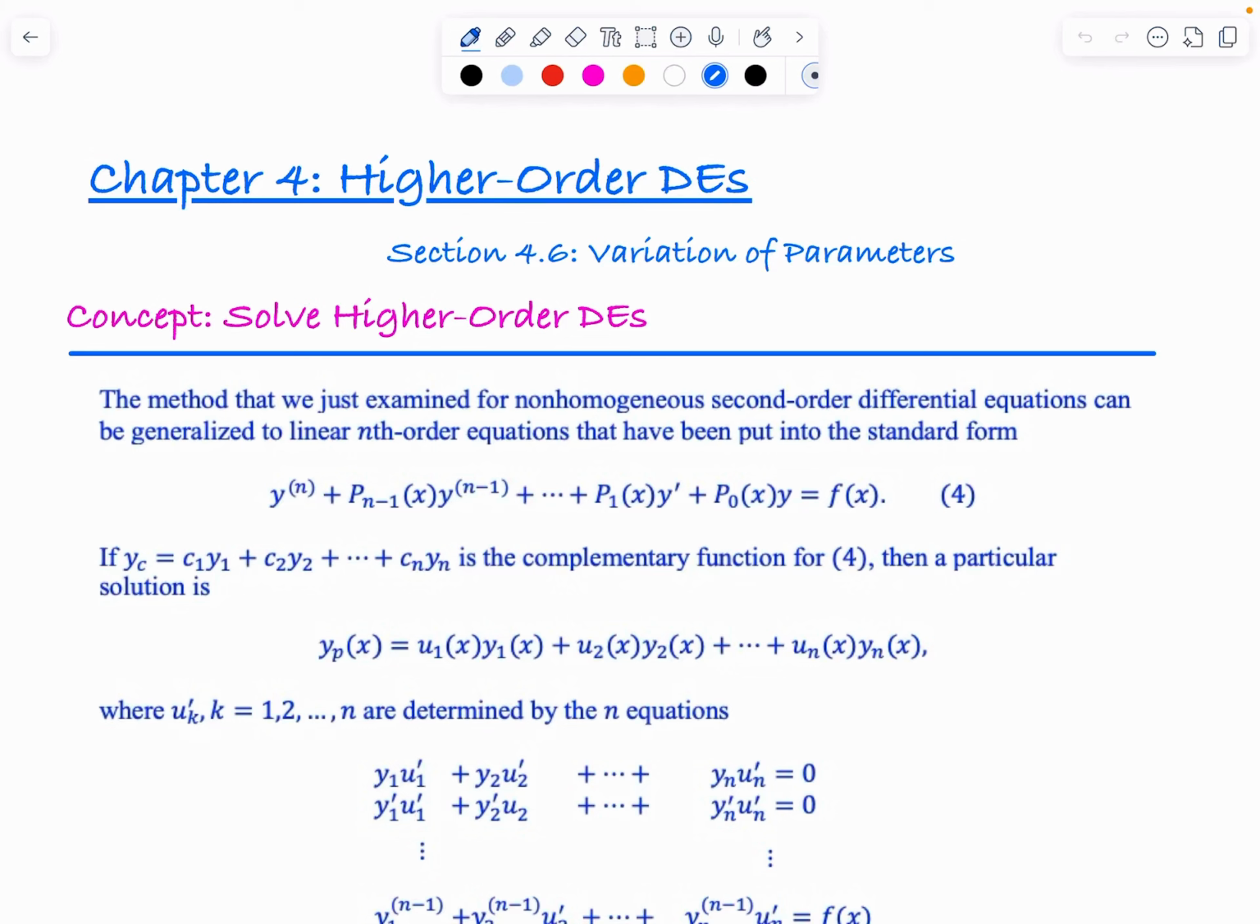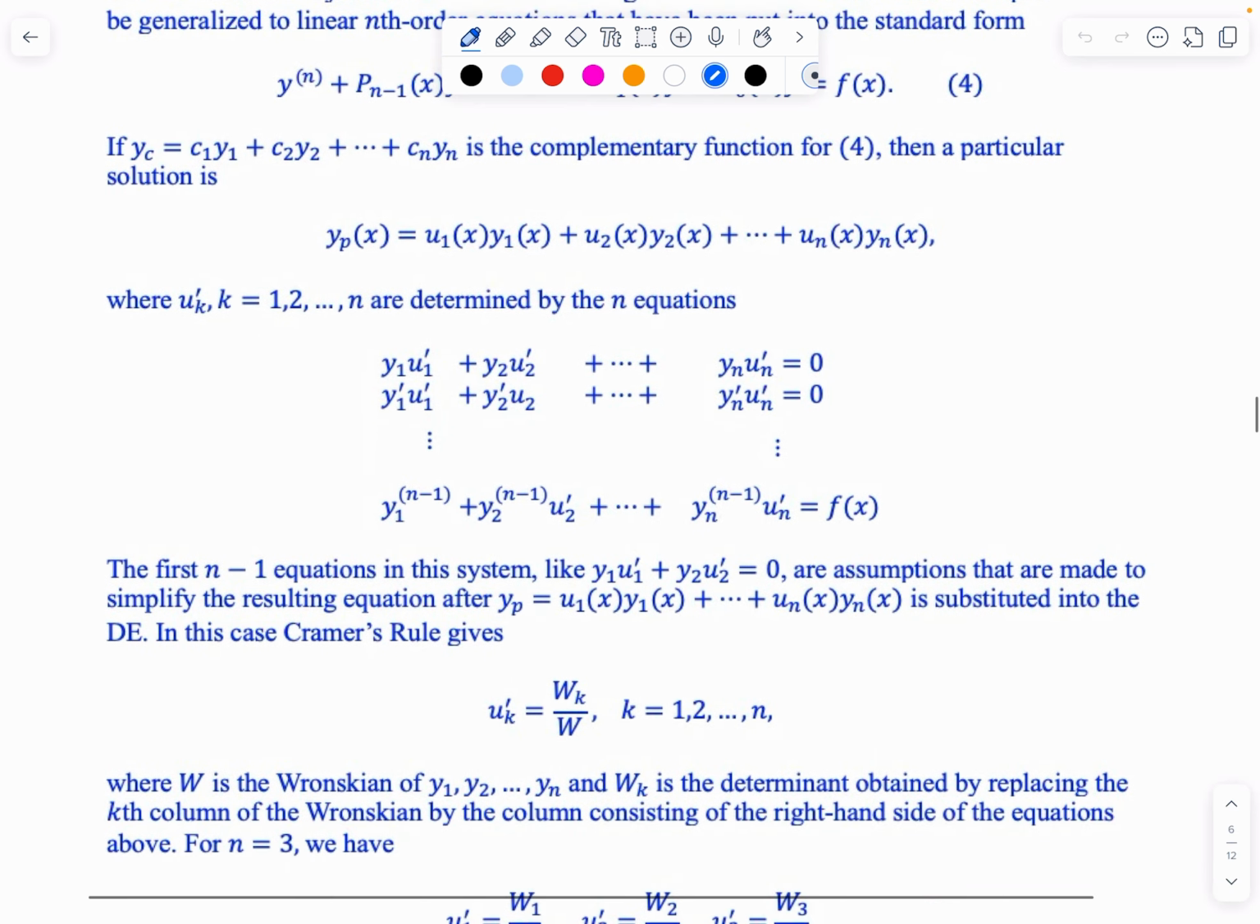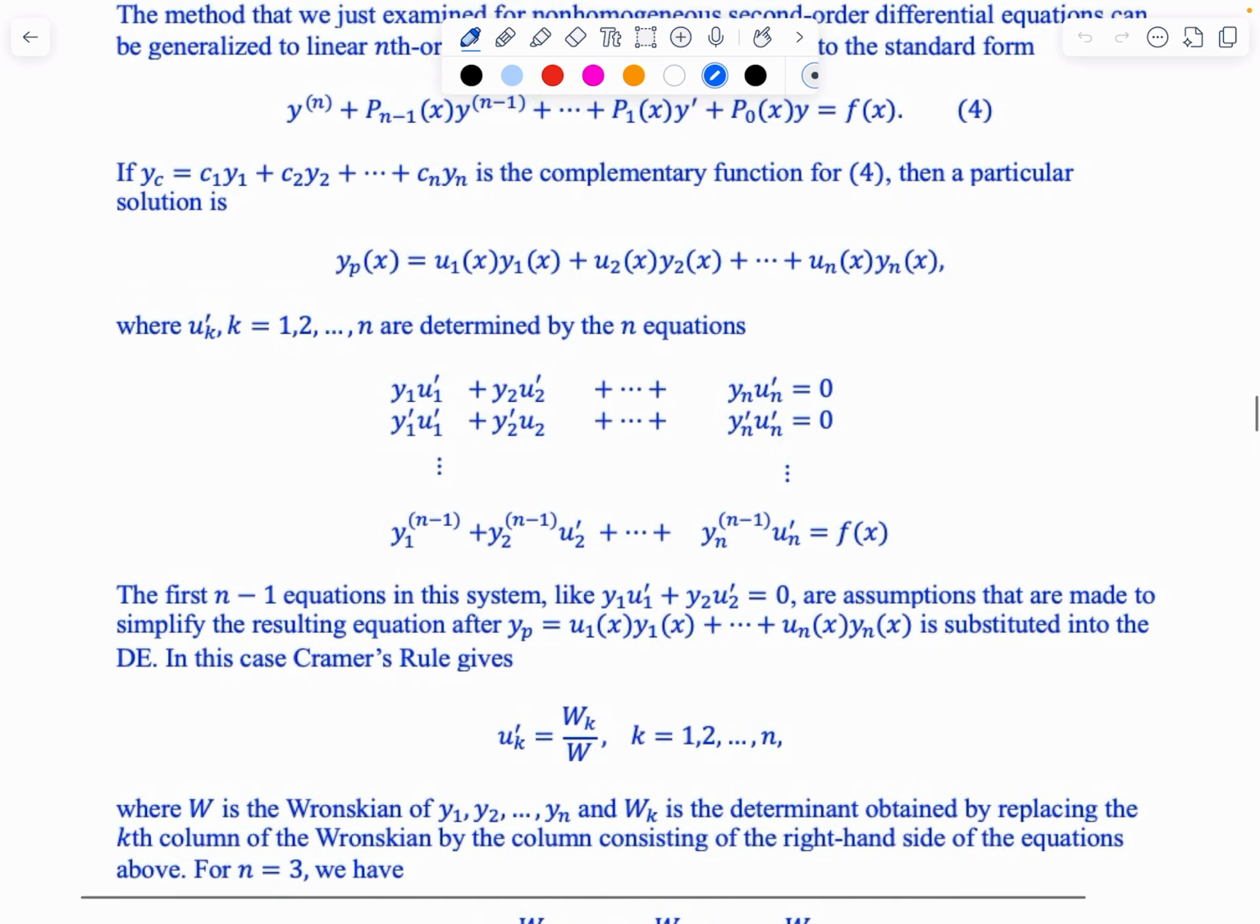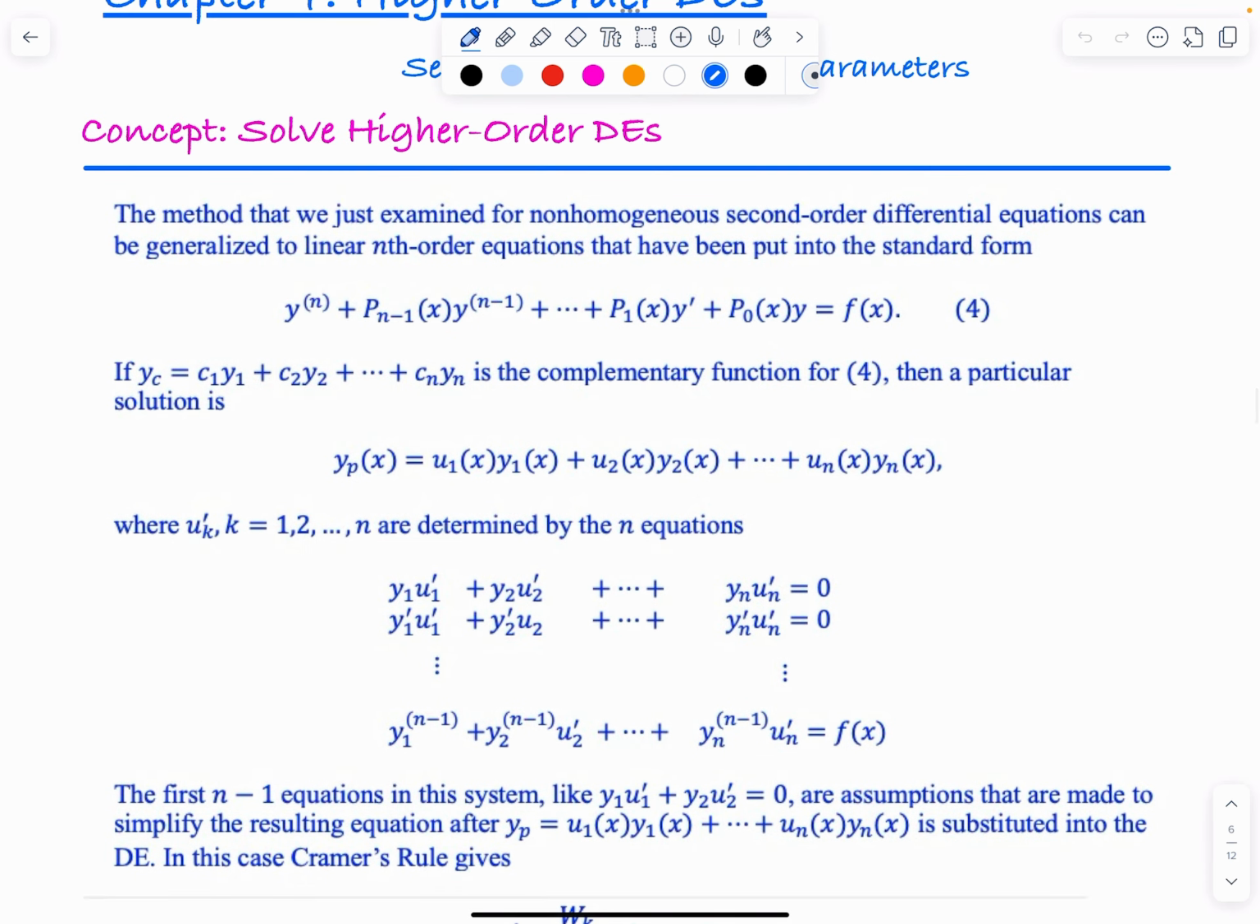In this video, we'll finish up our discussion over section 4.6, variation of parameters. We've been doing second order linear differential equations. Now we're going to do higher order ones. How this changes is our Wronskian gets bigger. That's all it is. So if I have three solutions, I'm going to have a 3x3 Wronskian the whole time, right? So here they extended it onto n.